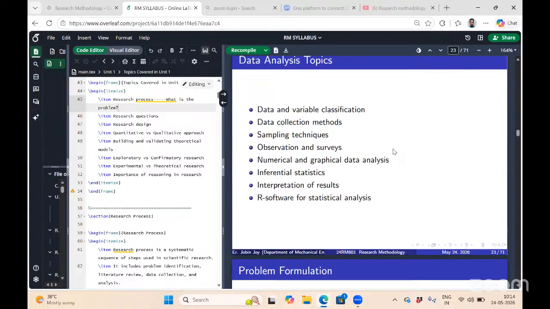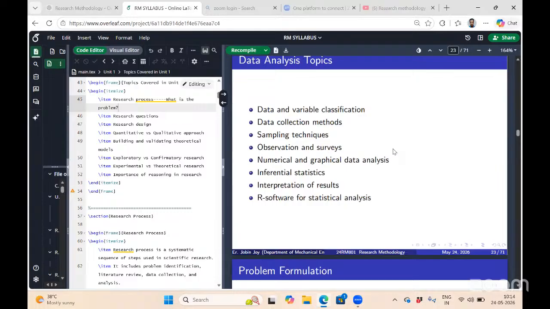That means I am selecting the fifth student. Or in the case of a factory, I am selecting every 10th product. I am checking the quality of the product and taking every 10th product. So there is a fixed interval. This is what is called systematic sampling.